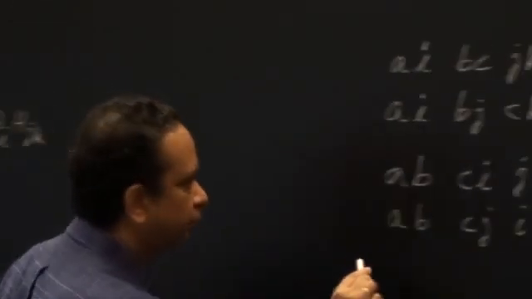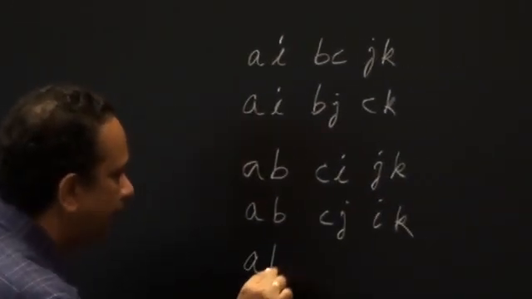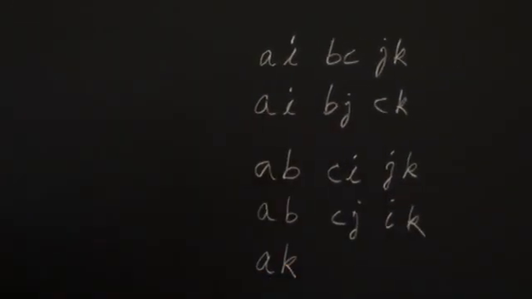Then we have A, which let me contract with K. So I have AK. Once I have AK, then B can be contracted with C.